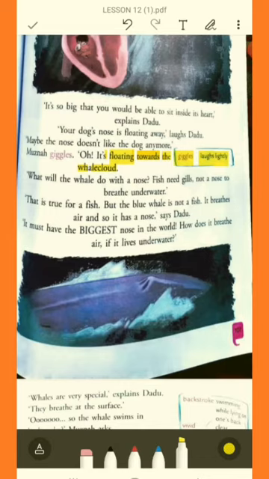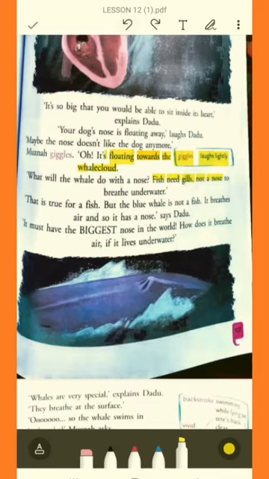Fish need gills, not a nose, to breathe underwater. See, more knowledge here. Always remember, fishes do not have a nose. They need gills to breathe. We need noses to breathe. Fishes need gills to breathe underwater. Without gills, they will not be able to breathe.